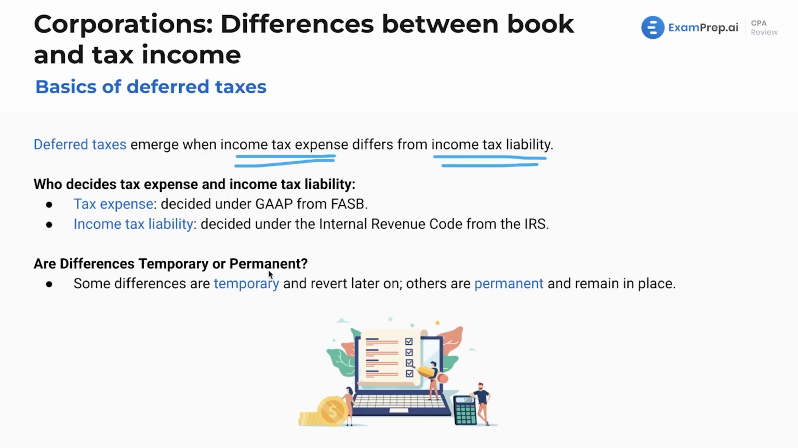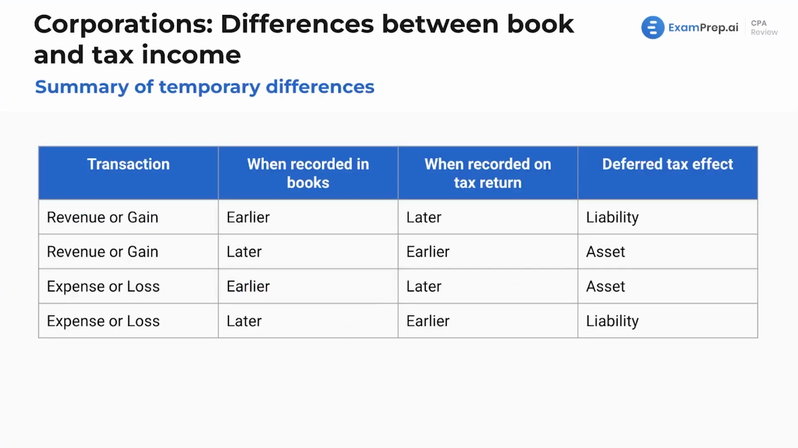Now, are differences temporary or permanent? We kind of talked about that quite a bit. Here we see just another little chart, a great way to think about something. So if the transaction is revenue or a gain, when it's recorded in the books earlier than the tax return, it's recorded on the tax return later, that's going to create a liability. I would memorize this. This is more prevalent on the financial exam, but this will also be helpful for this exam as well. So let's say we had $10,000 that we recorded for whatever reason. It was recorded on the books right now, but we don't record it on the tax return. We'll record it later. That's going to create a liability.